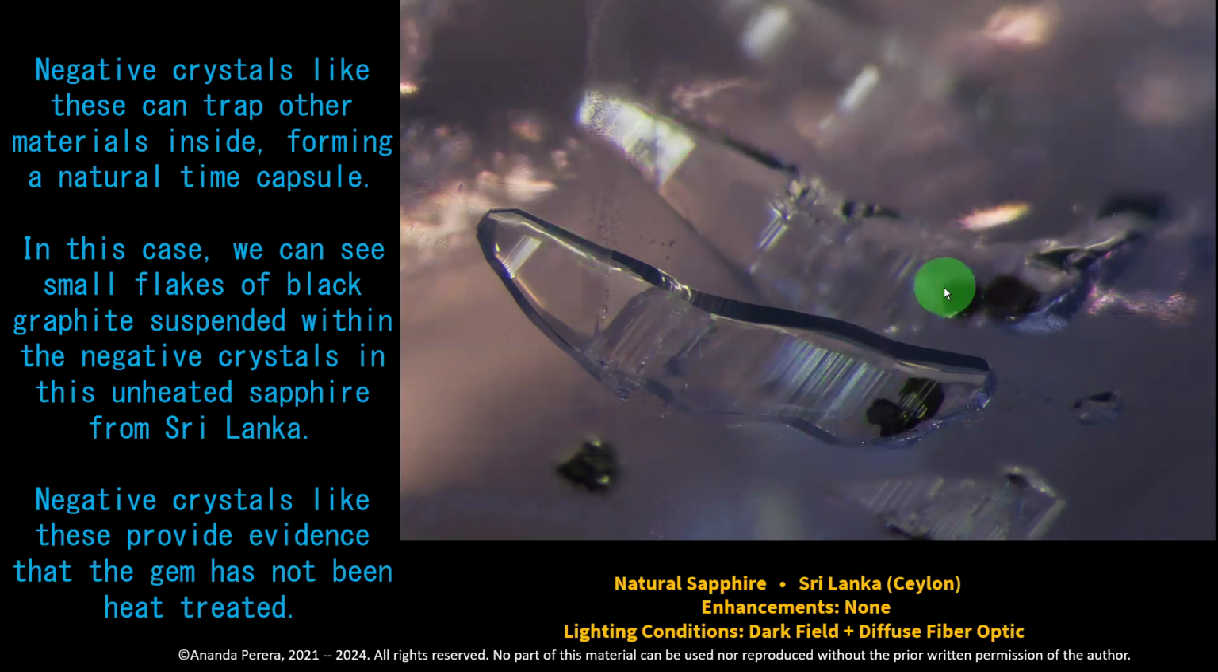from Sri Lanka. Graphite. Negative crystals like these provide evidence that the gem has not been heat treated. These kinds of negative crystals show no damage, so it is very clear it is not enhanced. In this picture, two lighting conditions were used: one is dark field and the other is diffuse fiber optic. So it is a natural inclusion.